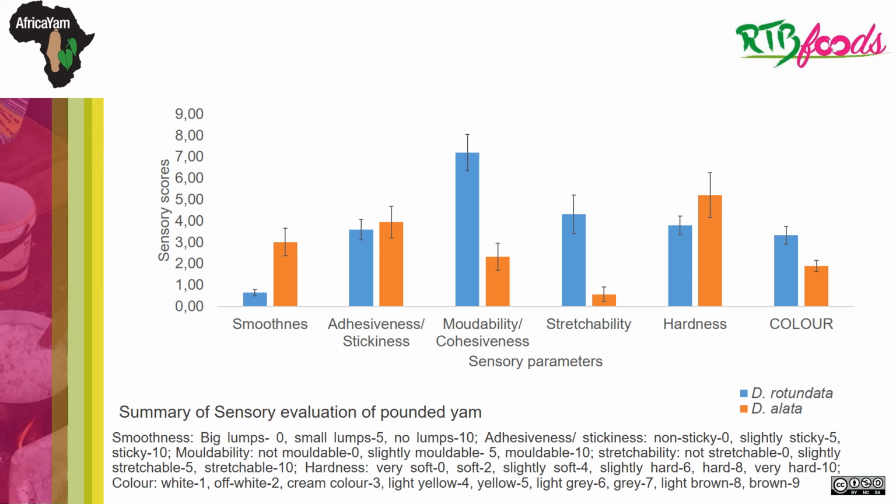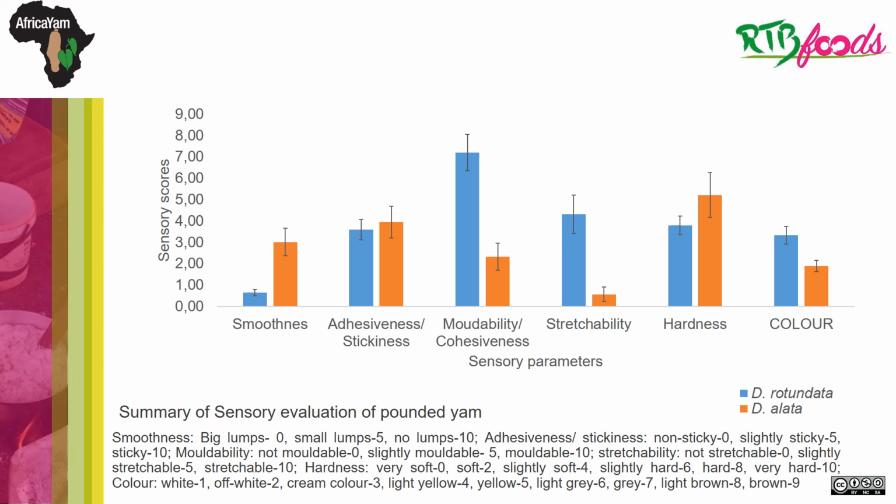The sensory evaluation of the pounded yam showed that the D. rotundata were smoother than that of the D. alata, though some D. alata too, we can say it, were much more smooth. The range of the smoothness was based on big lumps, 0, and then no lumps, 10. So we see that the D. rotundata actually had no lumps. They fell between the range of 0 to 1.